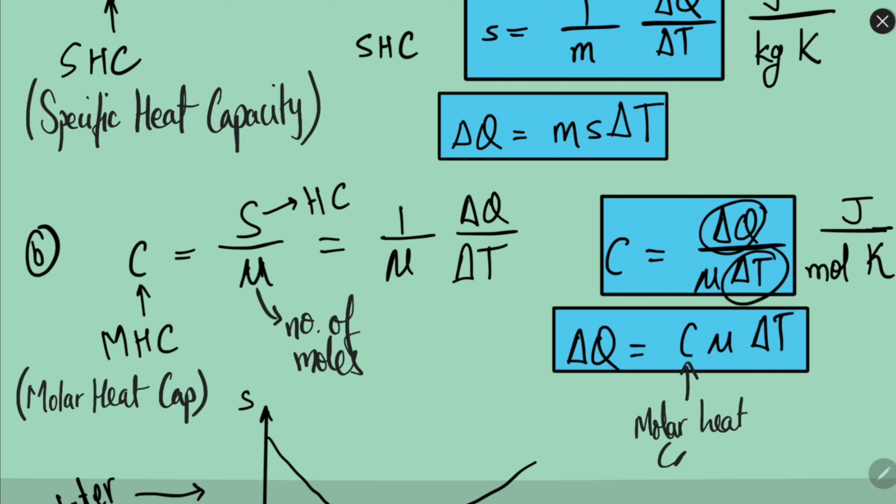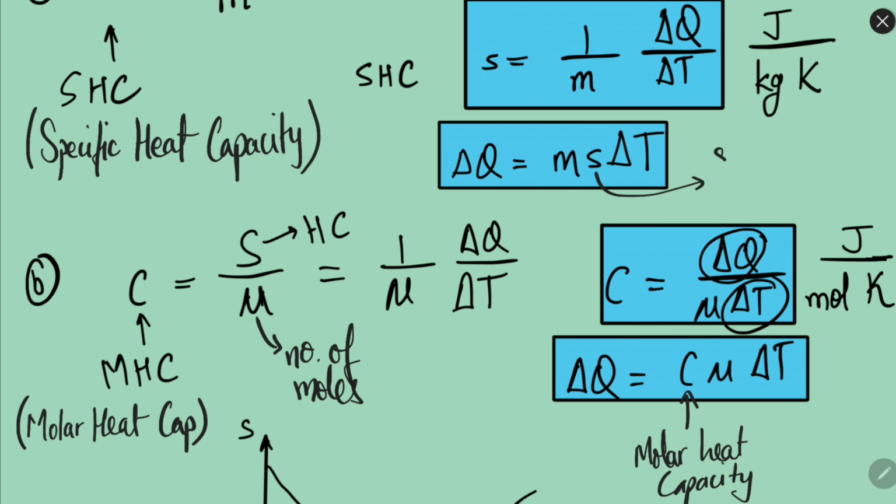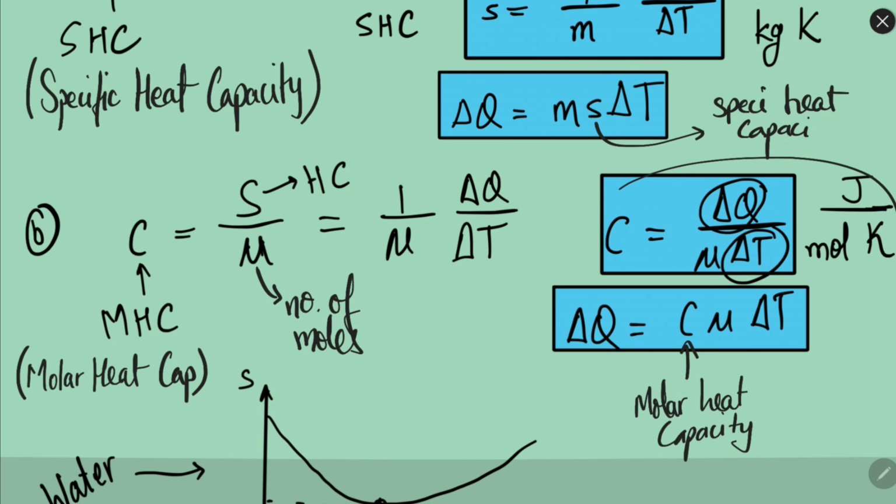This C is the molar heat capacity constant, or you can just say molar heat capacity, and this was the specific heat capacity constant or just specific heat capacity. By the way, the unit will be joule per mole per Kelvin, because the unit of moles is mole.